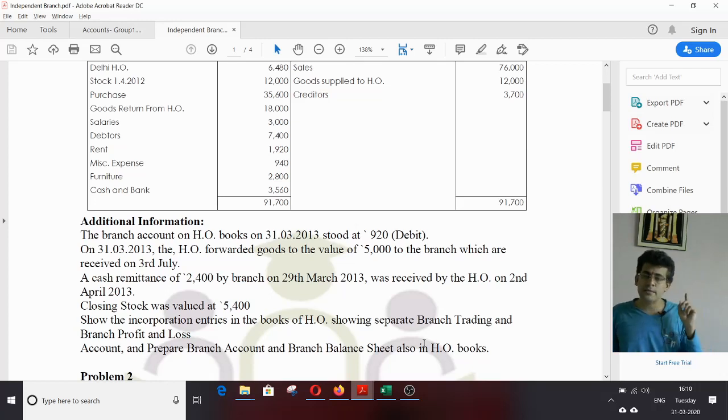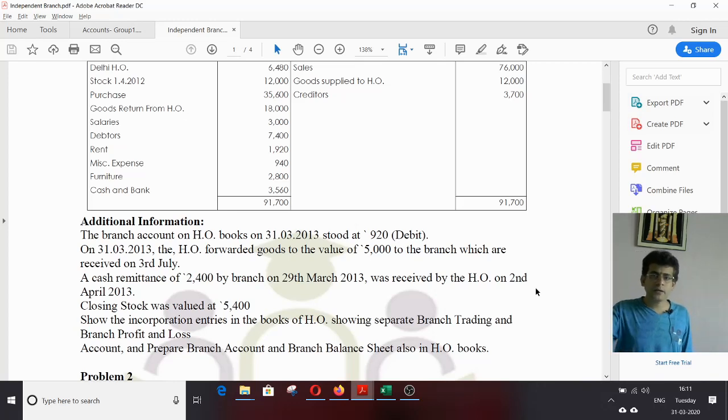One entry is nothing but goods sent to branch. Second entry is something called cash in transit. So these two entries are supposed to be recorded. Again, let us read that. 31st March 2013, head office forwarded goods valued at 5,000 to the branch. In the head office books, the recording is done, but the branch office has not received the goods. I need to pass this entry in the books of the branch.